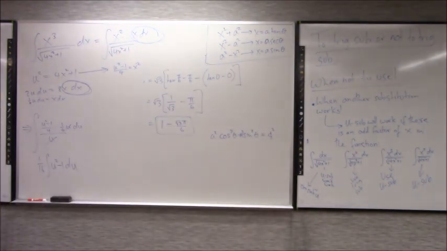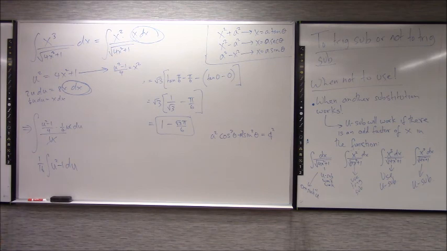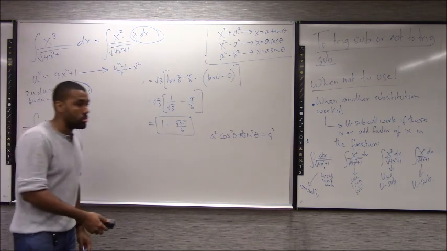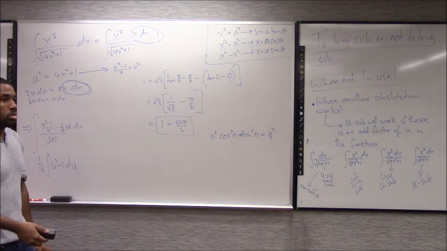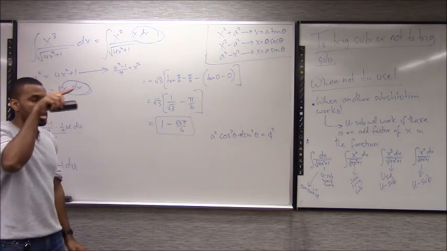Yeah. So how come though, like you said, we have to have an odd factor of x to use u sub? How would it work if you had an odd power under the radical and an even factor on top, or an even power? Well, in that case, it would just cancel.